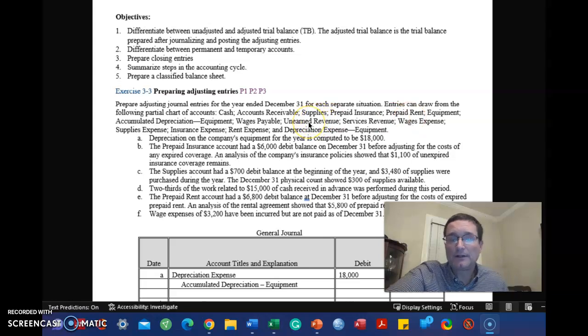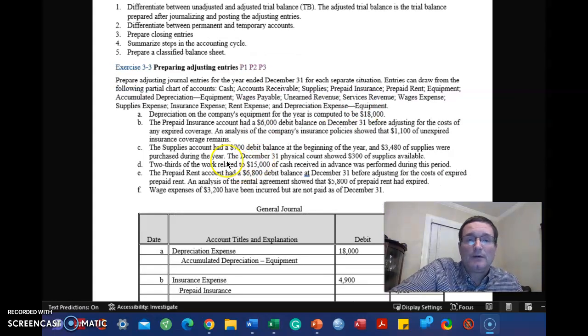Now, unearned revenue, hopefully by now it makes sense. This is a liability account, right? Then services revenue, wages expense, supplies expense, insurance expense, rent expense, depreciation expense equipment. So, A: depreciation of the company's equipment for the year is computed to be $18,000.